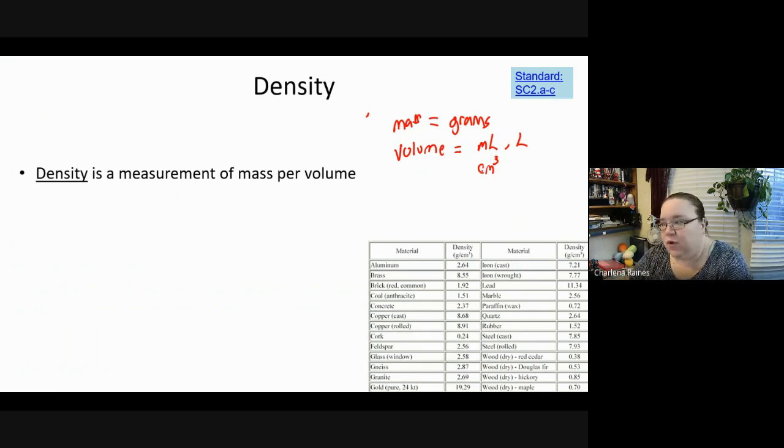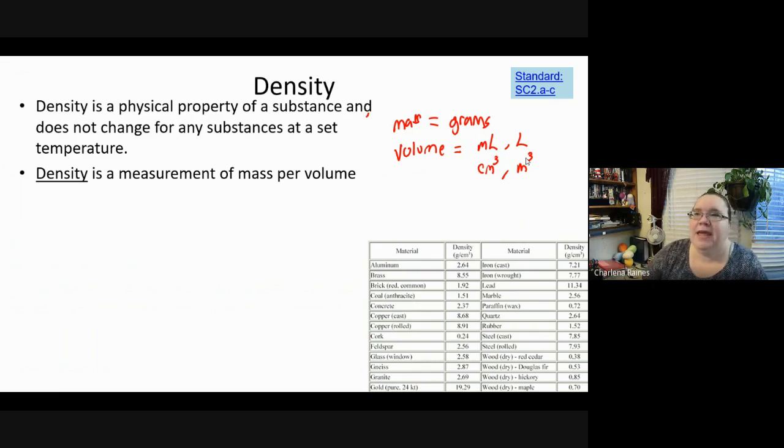This is for solid volume. It's length times width times height. The larger version of centimeters cubed is meters cubed. Again, we don't tend to see those larger versions too terribly often in chemistry because we tend to deal with smaller measurements. Now, density is a physical property of a substance, and it does not change for any substance at a set temperature.